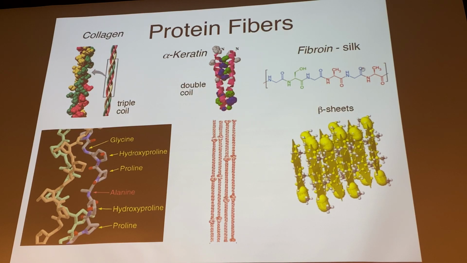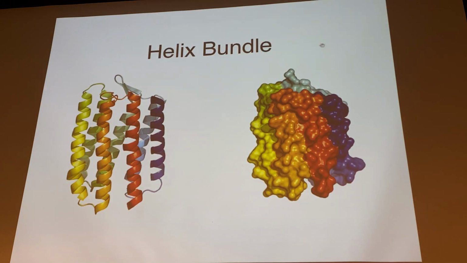Silk is a little bit different. Silk is a bunch of beta sheets stuck together, which is kind of strange. And that's with glycine and alanine. This is the structure that inspired Wallace Carothers to make nylon with the polyamide structures. These things can bundle up, so this is a tertiary structure.